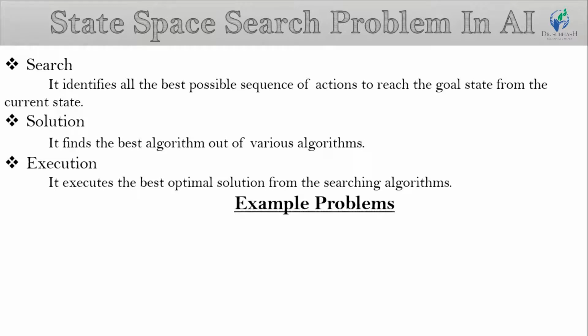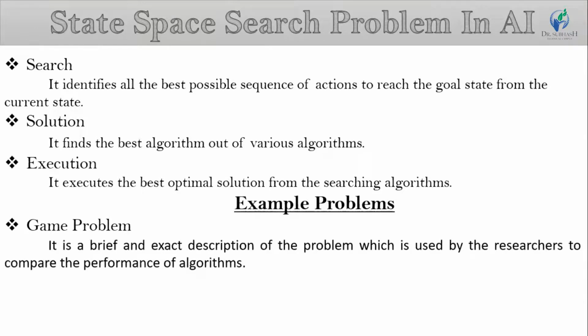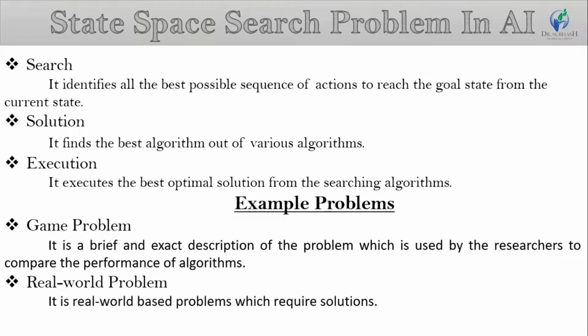Basically, there are two types of problem approach. First is game problems. It is a brief and exact description of the problem which is used by researchers to compare the performance of algorithms. Second is real world problem. It is real world based problems which require a solution. Unlike a game problem, it does not depend on a description, but we can have a general formulation of the problem.